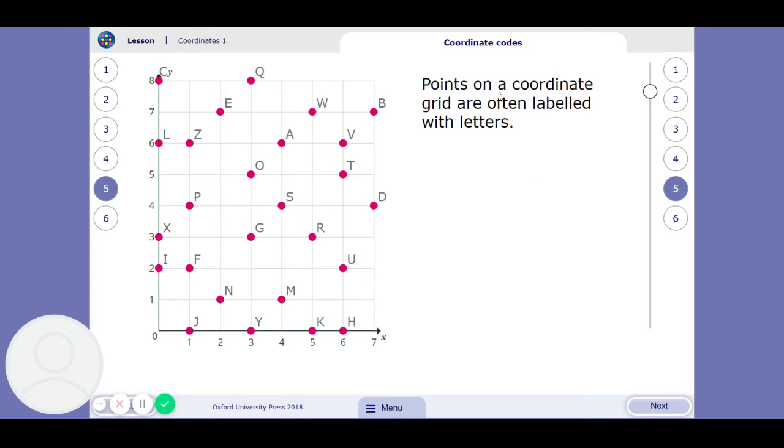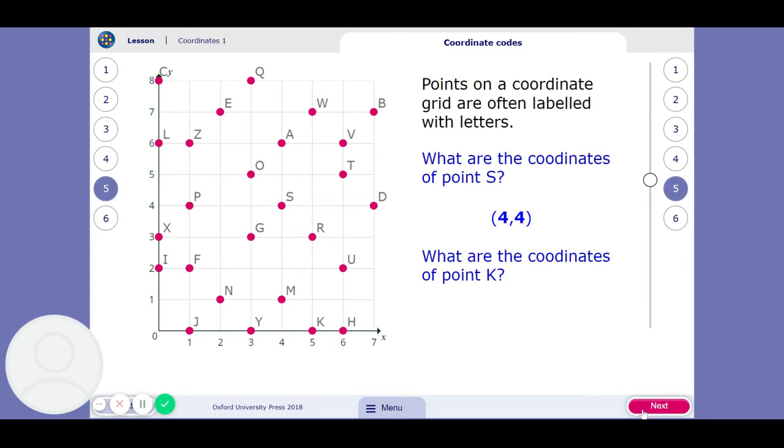Okay, so points on a coordinate grid are often labeled with letters so that you don't have to keep pointing and saying this one or that one, you can just say S or G or O or A or whichever one you mean. So coordinates of point S. Okay, so think about that. Say what it is. Say it out loud. It's 4, 4. K. So find K. There it is. Say what the coordinates are out loud. It's 5, 0.